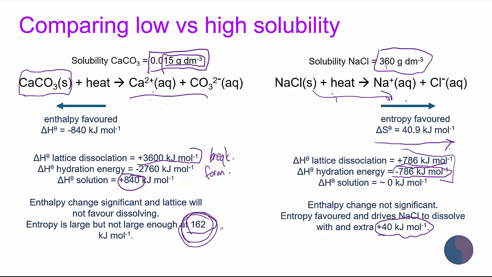So, as you can see, there are a lot of factors involved in predicting whether something's soluble or not. It's not just, is it more random? Is heat favoured on one side or the other? It's quite complex. In this case, if you look at the numbers, this lattice enthalpy is just too strong compared to the extra bonds that are formed with the water. So it definitely favours the left-hand side, and it is highly insoluble.